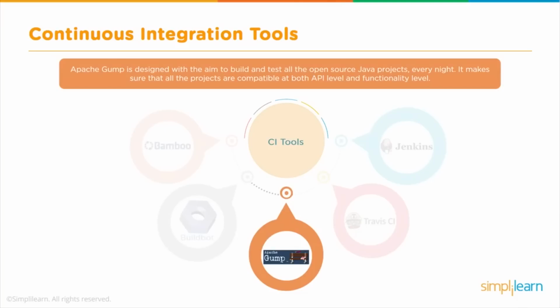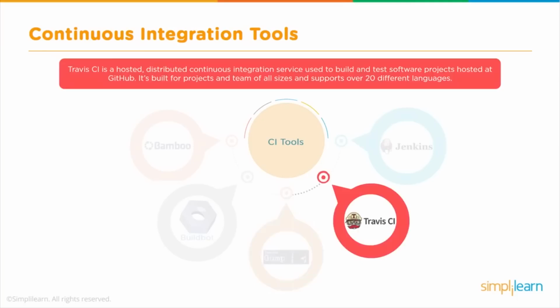If you're working specifically on Java projects that need to be built and tested, then Apache Gump is the tool for you. It makes all the Java projects easier for you to be able to test with API level and functionality level testing. One of the popular places to store code and create versioning of your code is GitHub, and it's a service that's available on the web, just recently acquired by Microsoft. If you are storing your projects in GitHub, then you'll be able to use Travis Continuous Integration, or Travis CI, and it's a tool designed specifically for hosted GitHub projects.